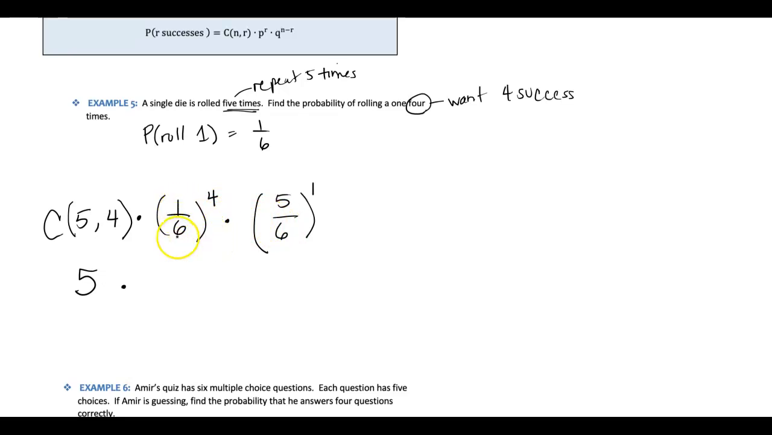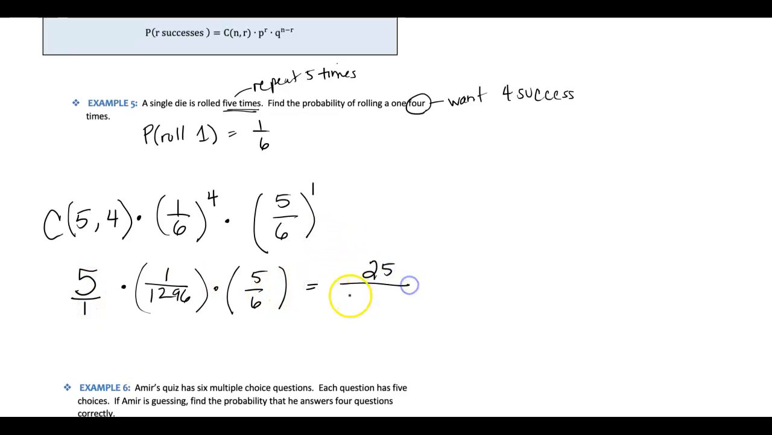If we take 1/6 to the 4th power, we get 1 out of 1,296. If we take 5/6 to the 1st power, we have 5/6. And remember that 5 would be 5 over 1. That gives us a total of 25 out of 7,776 for our final answer.